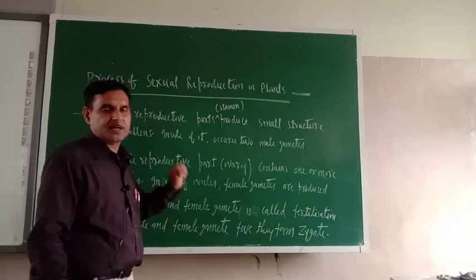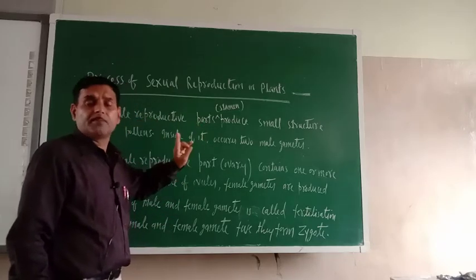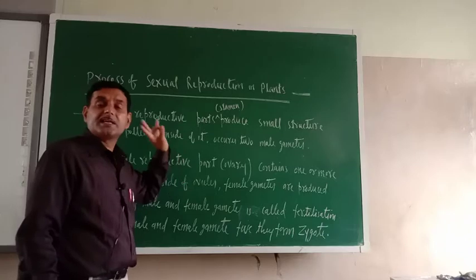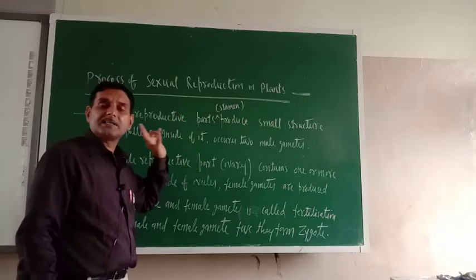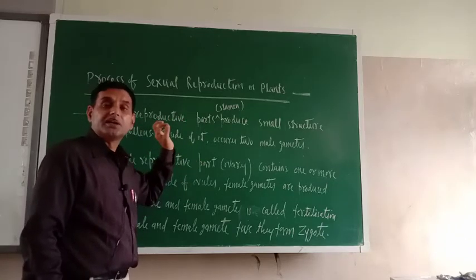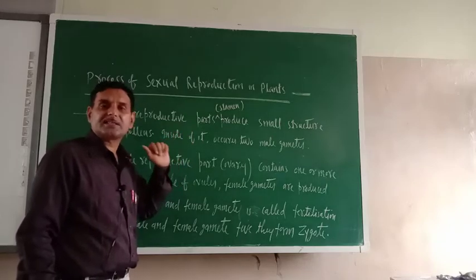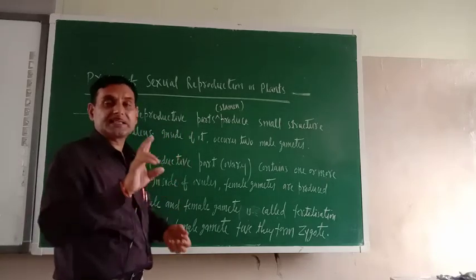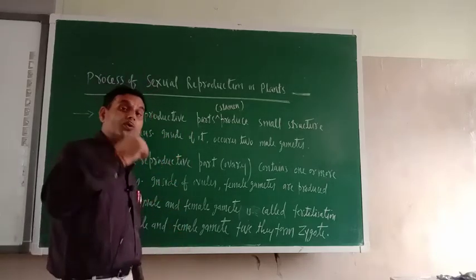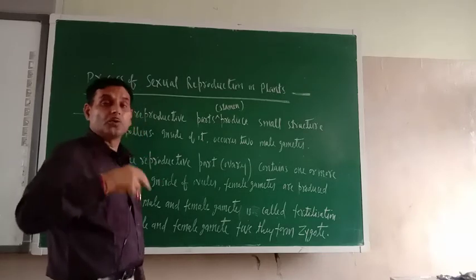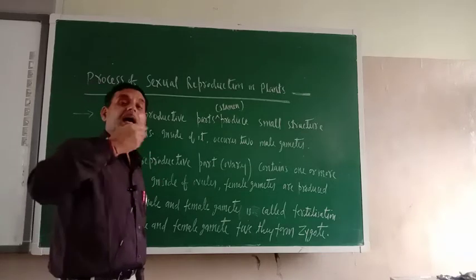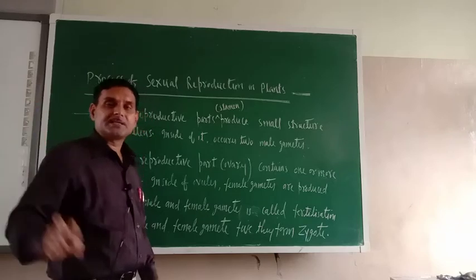Now try to understand. In the flower, stamen is there. Stamen has got two parts, that is anther and filament. So in the anther small structures are there. Those small structures are known as pollens. Those pollens have male gametes.